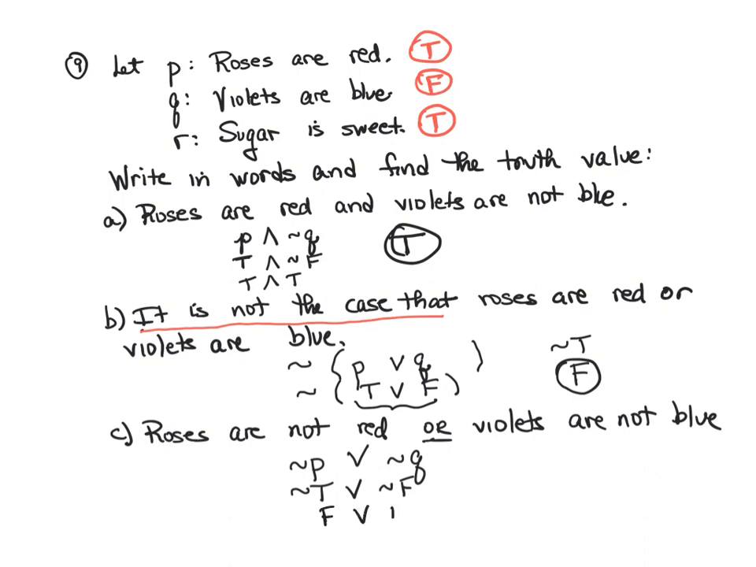The negation of false is true, and false or true gives us true. Now note that B and C investigates a very important property. It's investigating whether or not the negation distributes over the disjunction. And we just proved by counterexample that the negation does not distribute over the disjunction.